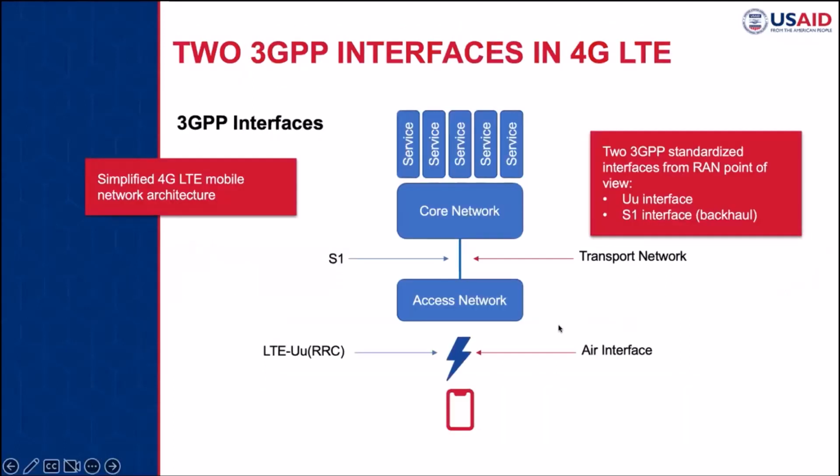Okay, what else? Also in the 3GPP interfaces in 4G LTE, there is also the S1 interface. The S1 interface is the interface from the RAN to the core. And then we have the Uu interface. This is the air interface from the access network towards the user equipment. Okay, so this is just a simplified 4G LTE mobile network architecture. And these are two 3GPP standardized interfaces from a RAN point of view.